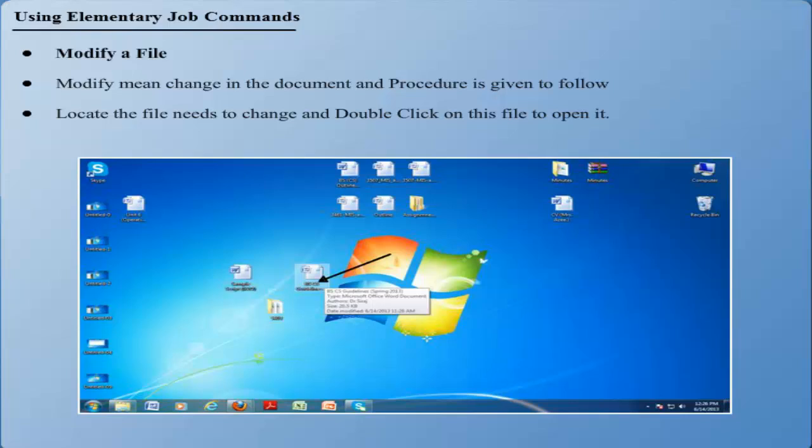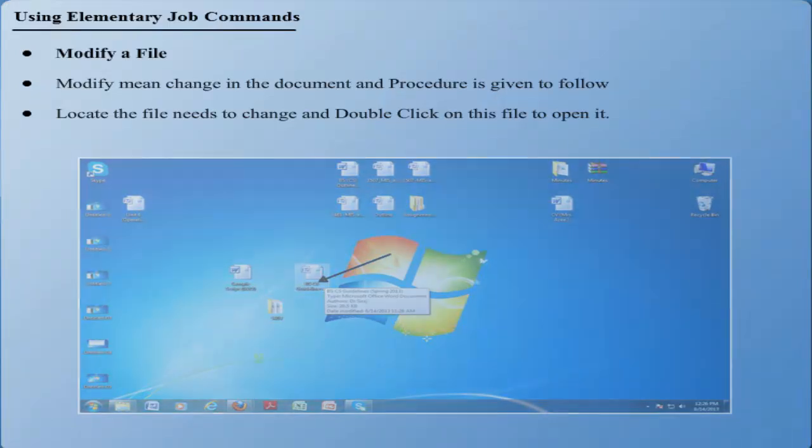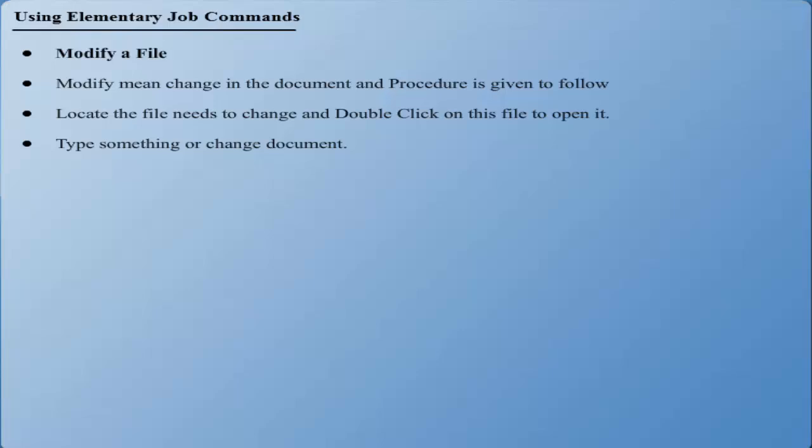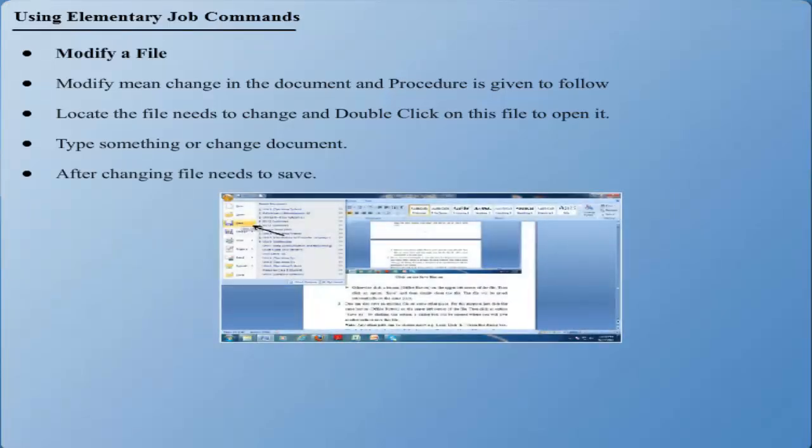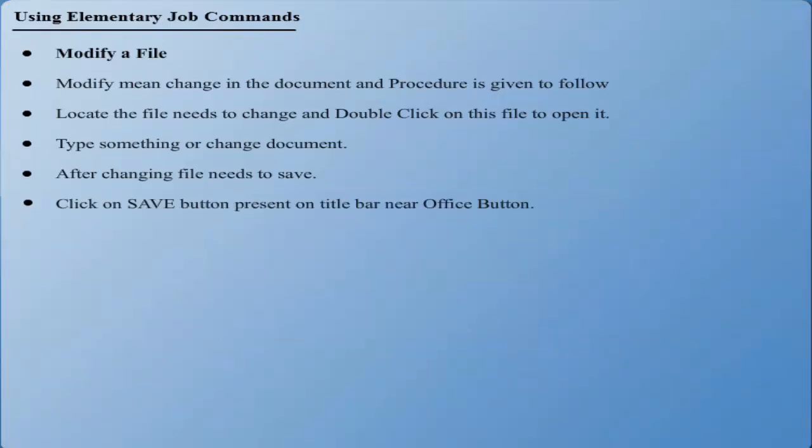Number 2. Type something or change the document. After that, the file again needs to be saved. There are 2 options to save this file, such as Number 3. Clicking on the Save button present on the title bar near the Office button. Then simply close this file.